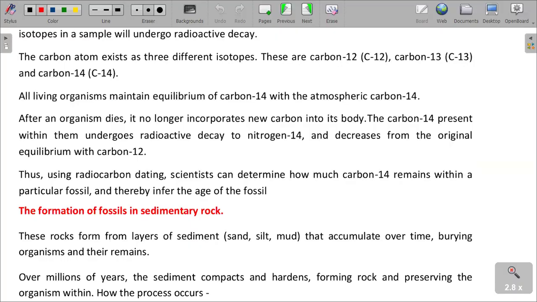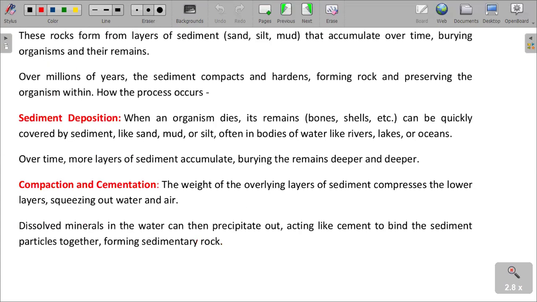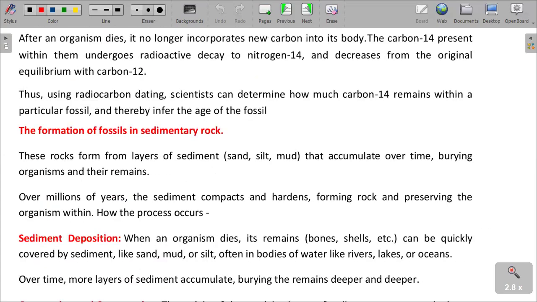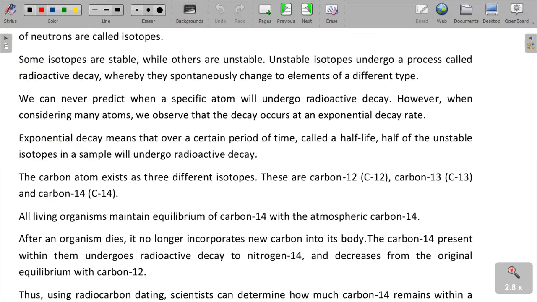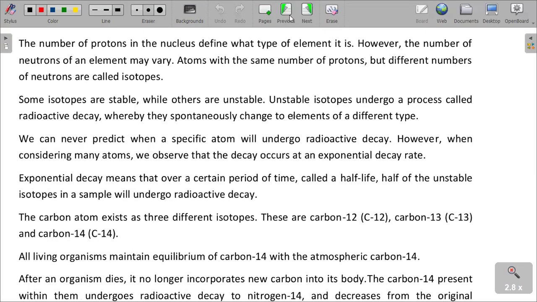Then we're going to look into this and explain the formation of fossils in sedimentary rocks. I'm sure you remember how sedimentary rocks are formed. In that respect, we also need to understand types of fossils, or how fossils are formed in sedimentary rocks. All of these we're going to discuss today. Just be patient and follow the presentation.